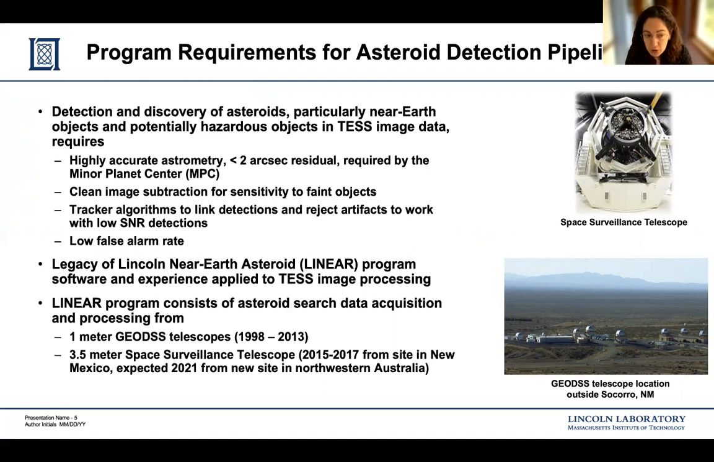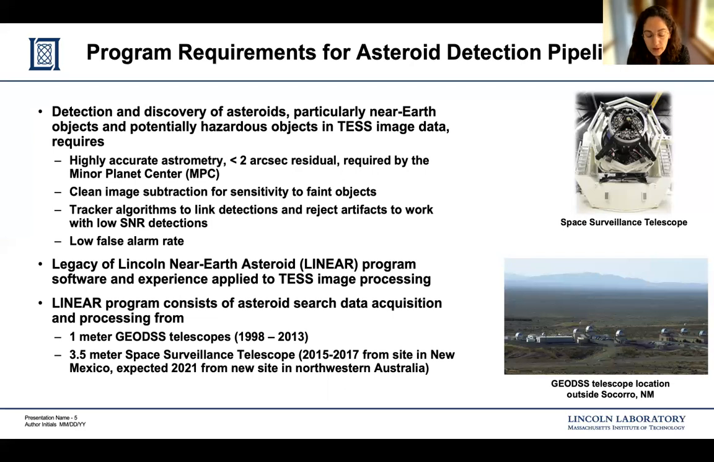We need clean image subtraction for sensitivity to faint objects. Our tracker algorithm needs to be able to link detections and reject artifacts to work with very low SNR detections if we want to be as complete as possible. We need a low false alarm rate.